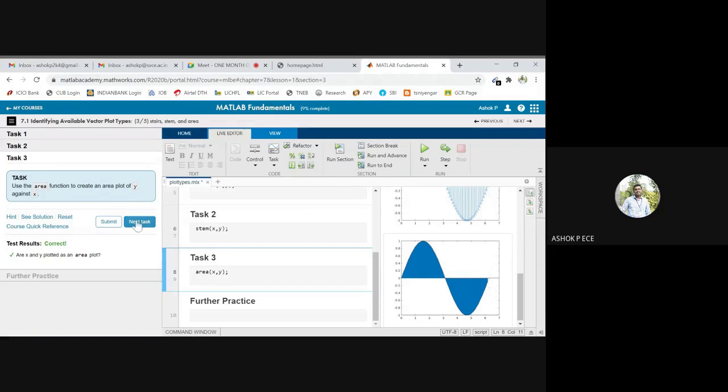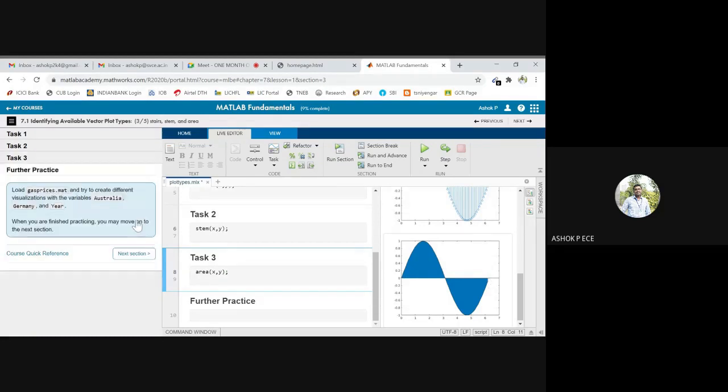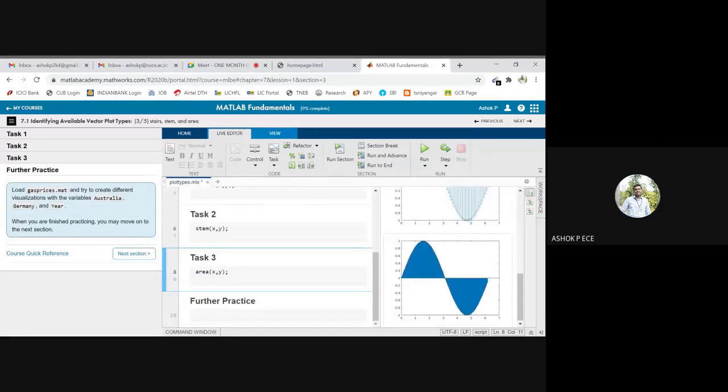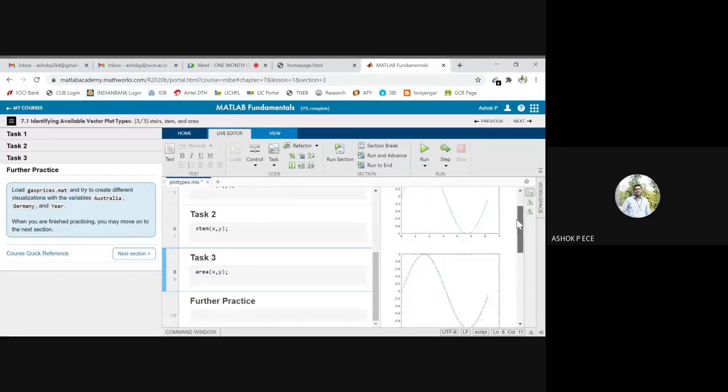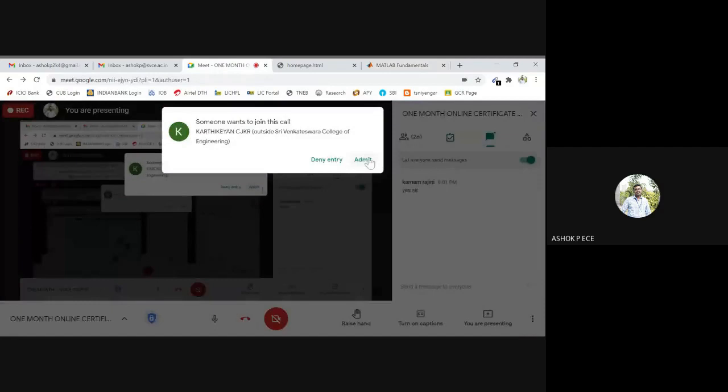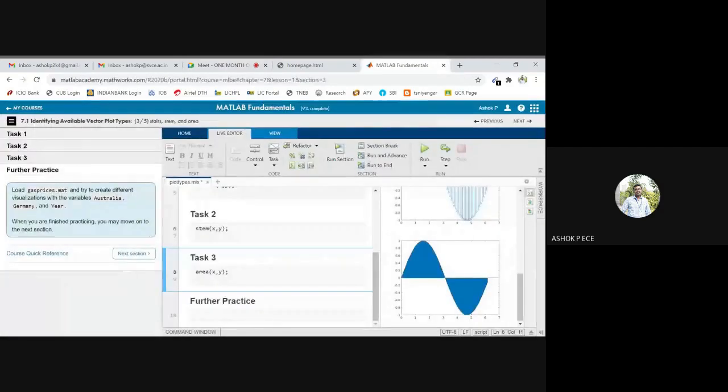So we have executed the different commands to plot, staircase, stem, and area, and each one is different in its own way. You can see the answer of each of these graphs. It's going to be different, and all these graphs provide better visualization of how you can project the data.